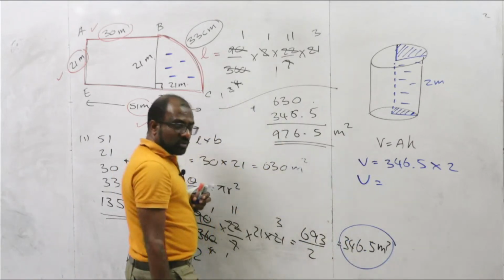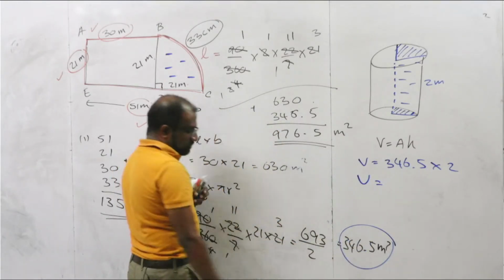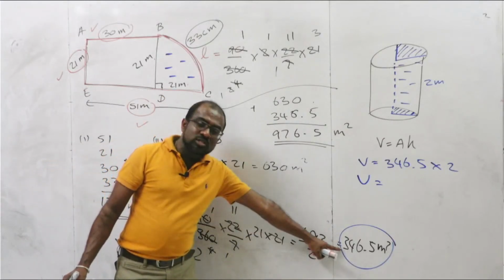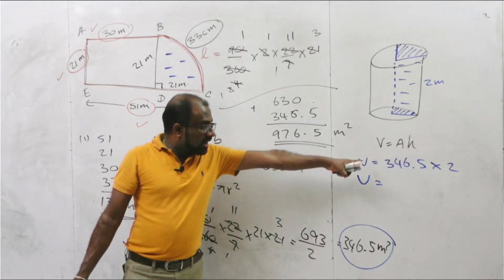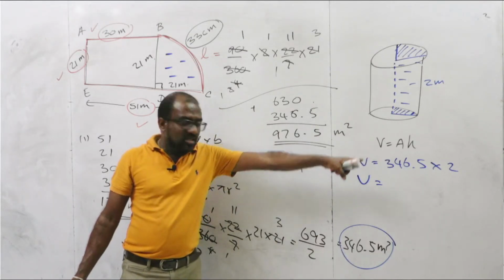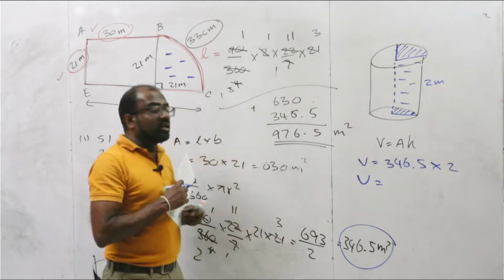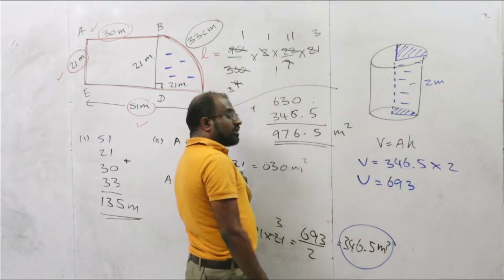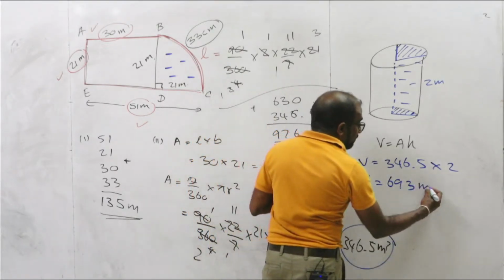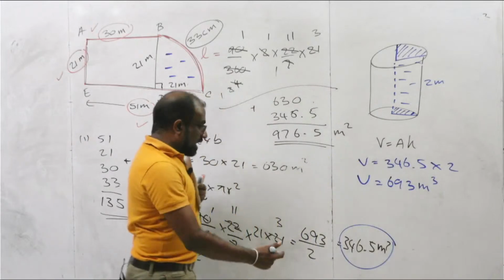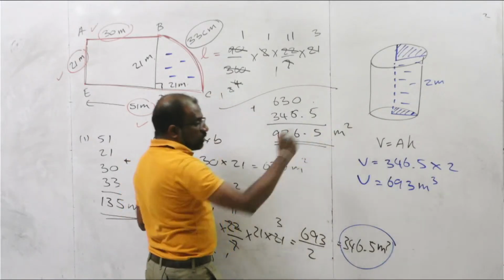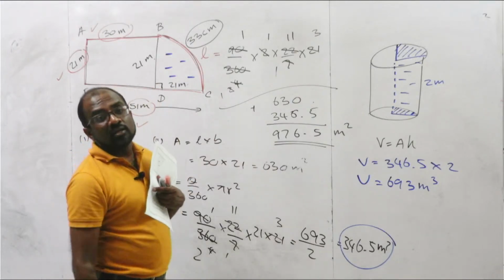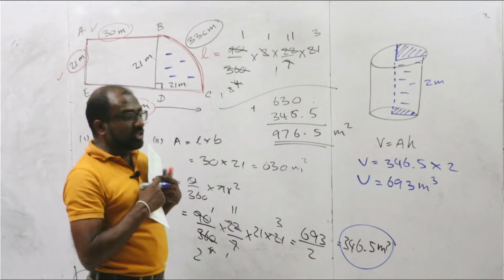How did you receive 346.5? 693 divided by 2 gives 346.5. So 346.5 into 2 is 693. The volume of this pond is 693 what? Cubic meters. Okay? Area is in square meters, height was given in meters, and square meters into meters gives the volume in cubic meters. So the volume is 693 cubic meters.